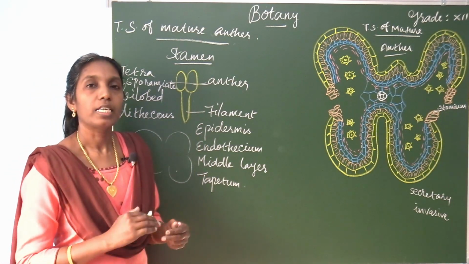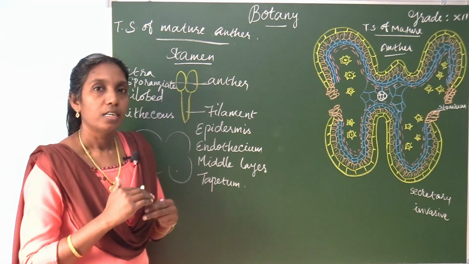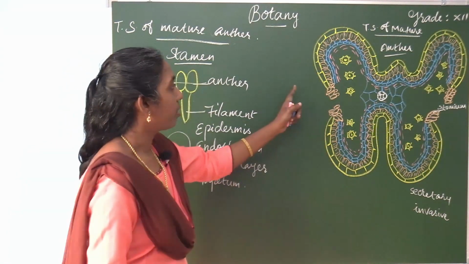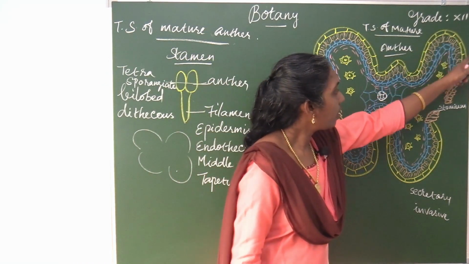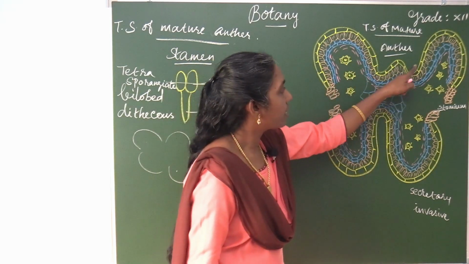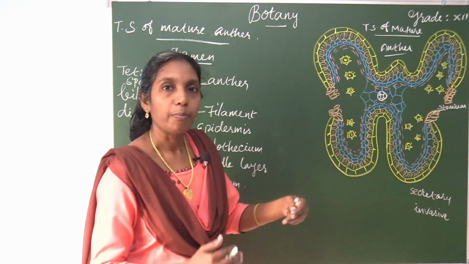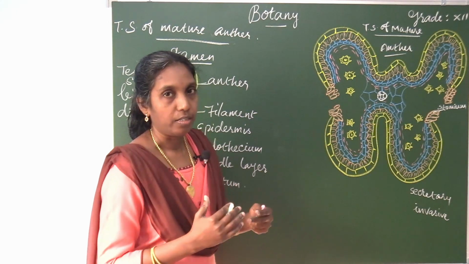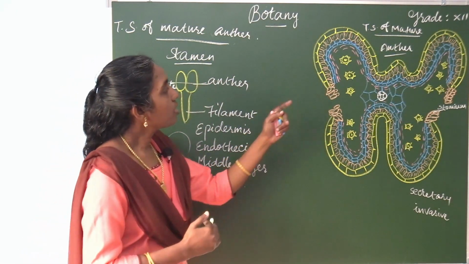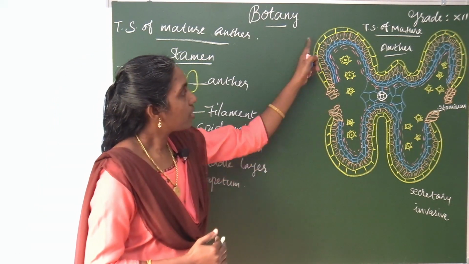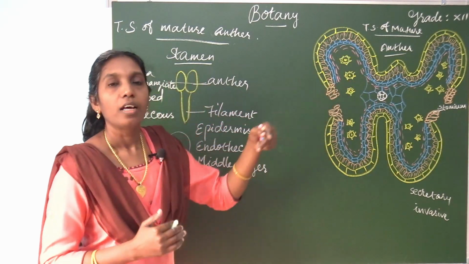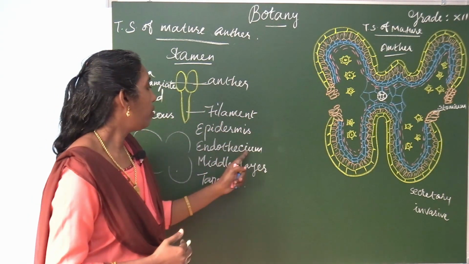Epidermis. Epidermis is the outermost layer and it is protective in function. Look at this diagram. The outermost layer is epidermis, which is made up of a single layer of cells. The function of epidermis is protection; it gives protection to the anther. Just inner to this epidermis there is a layer called endothecium.